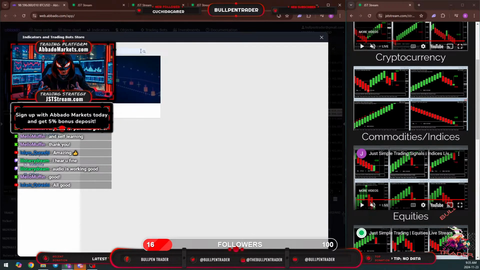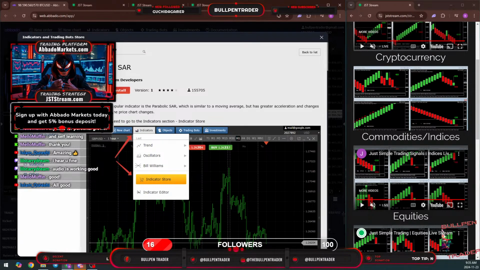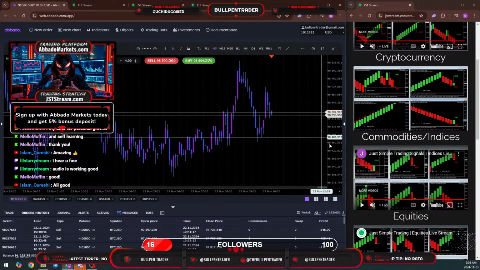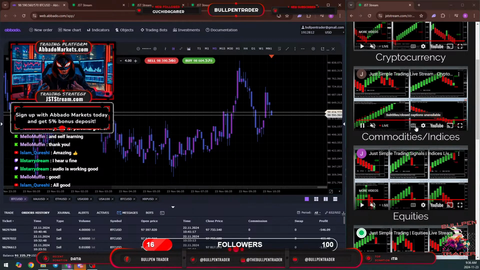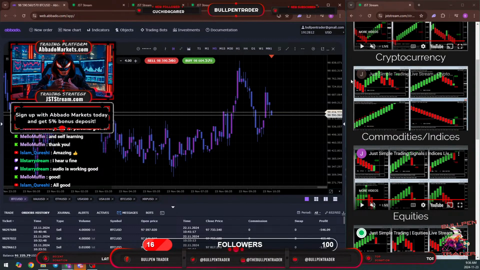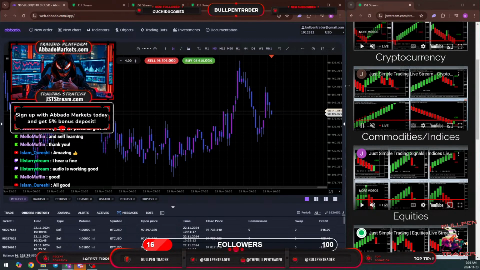The next thing you do is you click the all tab on the left, search for SAR, and find the SAR, click install as well, the parabolic SAR, and apply that to your chart. Under JSTStream, BTC is under cryptocurrencies or commodities. So it's under cryptocurrencies right here on the top left. This is the Bitcoin one.